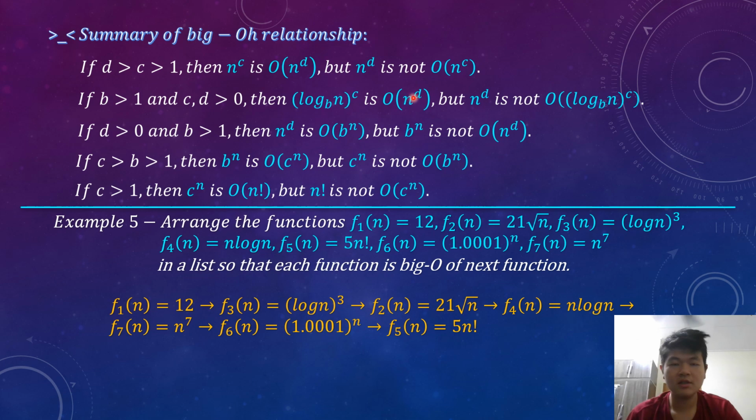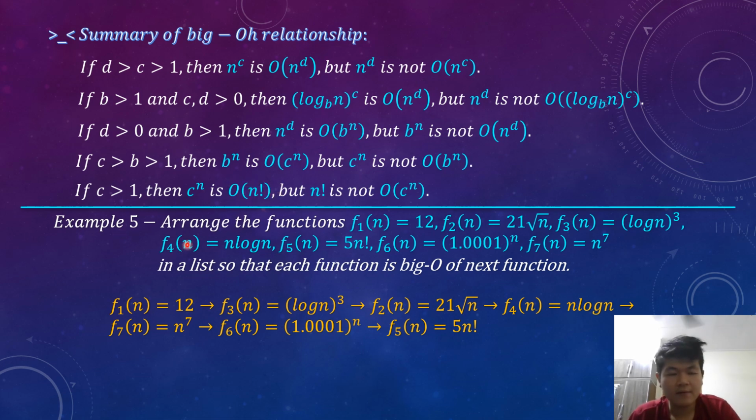This is a log function and this is a polynomial function. Log function is big O of polynomial function. This is the polynomial function and this is an exponential function. So polynomial function is big O of exponential function. Two exponential functions we want to compare, b and c, the bases. So b is smaller than c, so b to the power of n is big O of c to the power of n. And for the exponential function and factorial function, we can say that exponential function is always big O of factorial function.